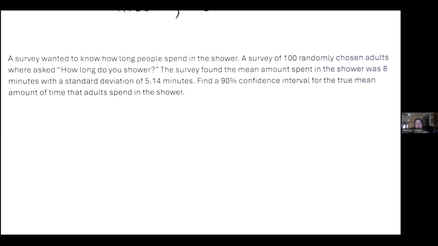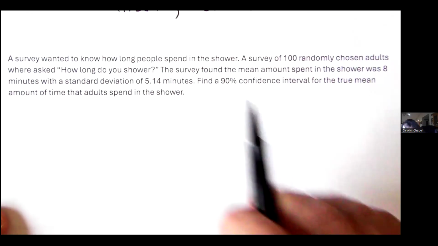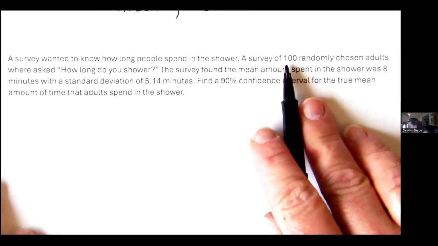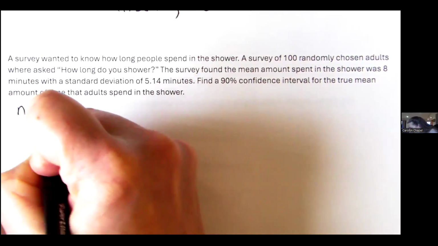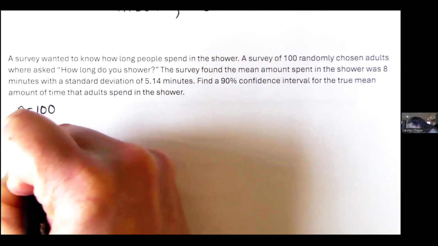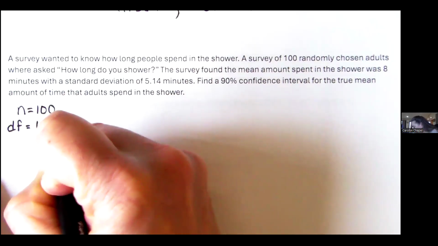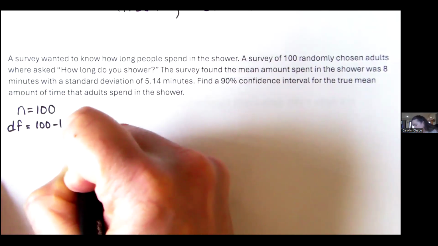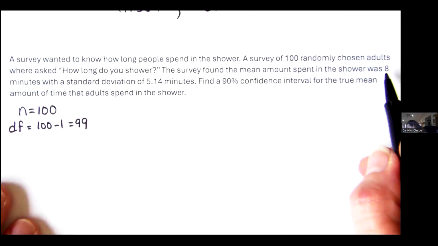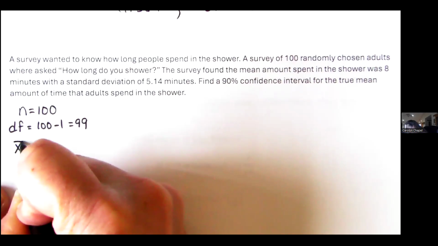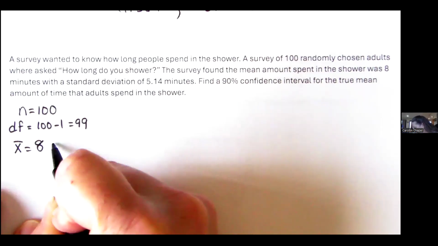Okay, I am going to kind of write some of these pieces down just so that I have them all. So we have our n, that 100 is my sample size. So n is my 100. If I need degrees of freedom, that would be 100 minus 1, which is 99. Just so I have all my pieces ready to go. This 8 is my X bar, so that's my sample mean.